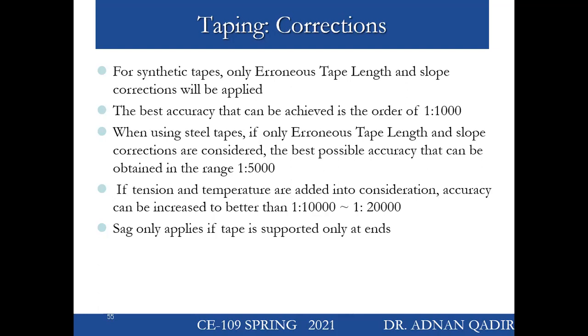Now, if you also add tension and temperature, then your accuracy increases to 1 in 20,000. So for instance, if you measured 20,000 millimeters, then the error may be 1 millimeter. This is how you can read 1 in 20,000 or 1 in 10,000. Sag only applies if the tape is supported only at the ends, and it may not be required all the time.